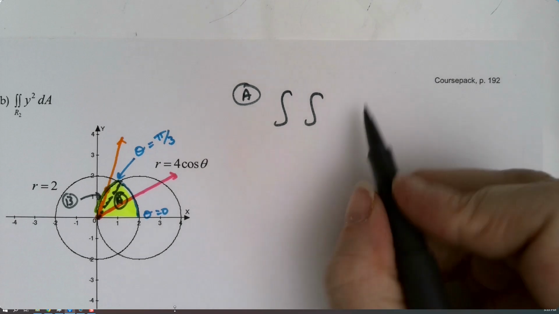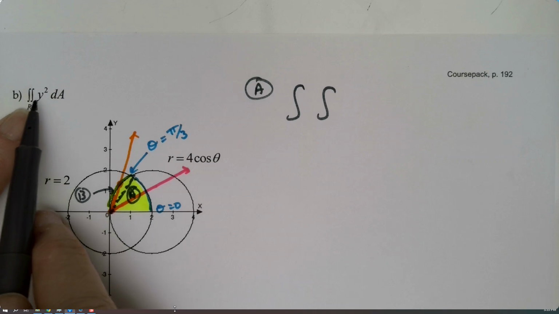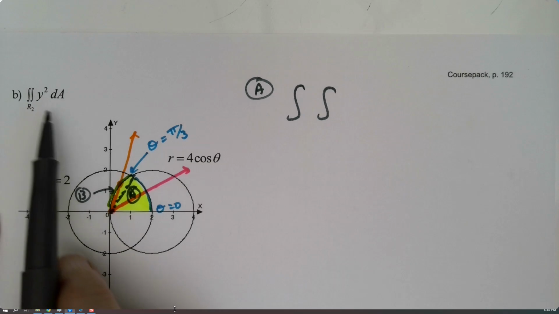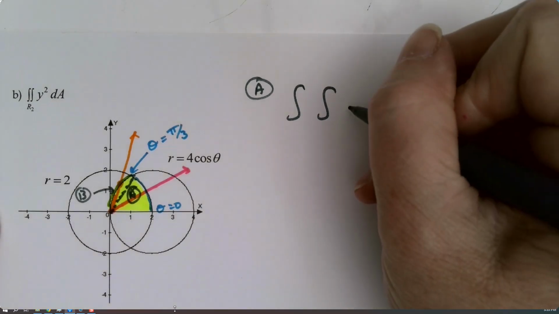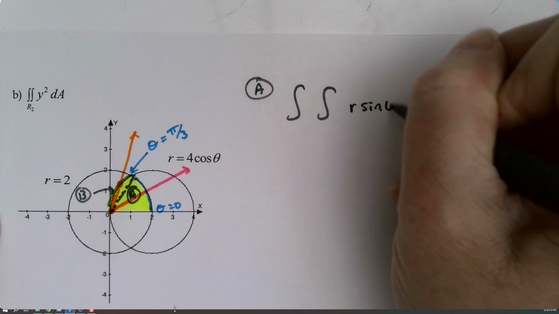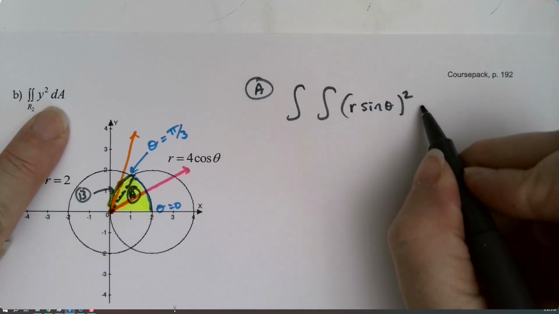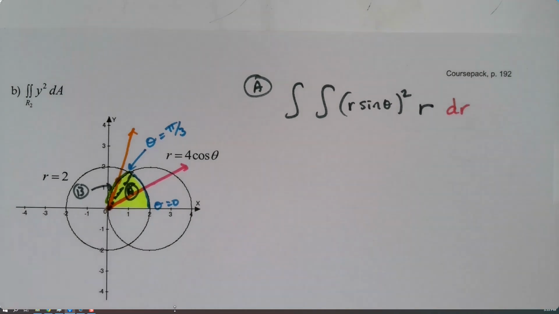Okay, so the integral for A, now this is y squared, and that's not changing. That's the integrand. That's some three-dimensional surface that's above all of this, right? So this is just the region of integration. There's some three-dimensional ceiling that is y squared that we're trying to integrate, right? But we don't care what it looks like. So that is r sine of theta squared. And then dA is r dr d theta.